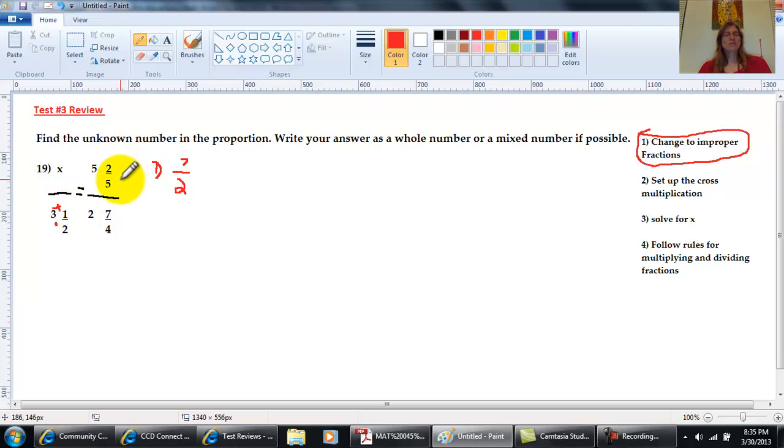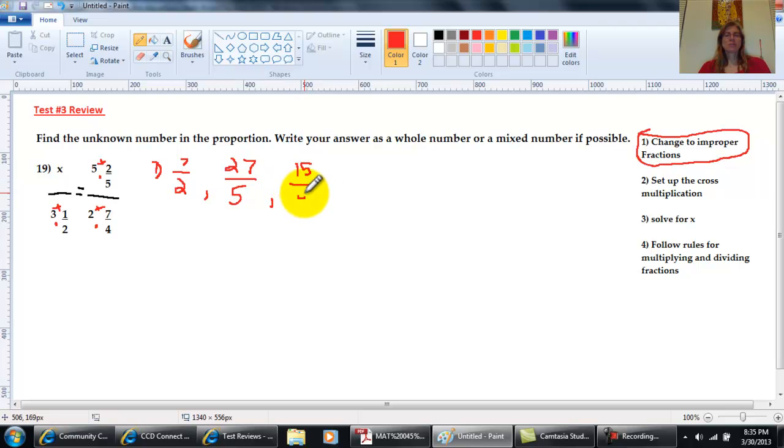We're going to take 5 and 2/5, and that'll be 5 times 5, which is 25 plus 2, which is 27. Put it back over the 5, so we've got 27/5. And then we're going to take our last one down here, 2 and 7/4, so that'll be 4 times 2, which is 8, plus 7, which is 15, back over that 4, so 15/4.